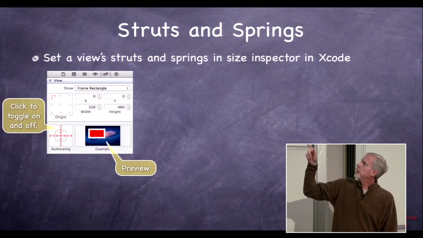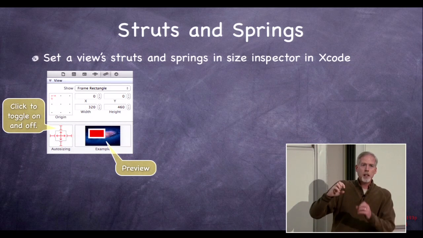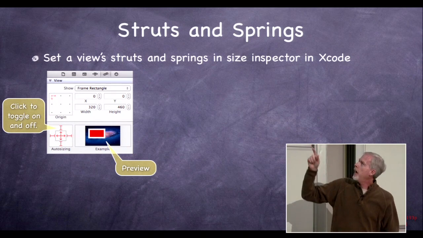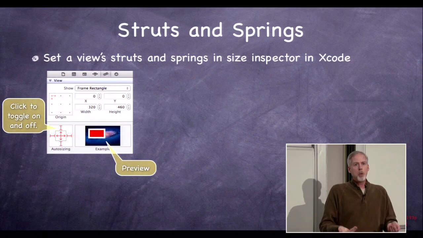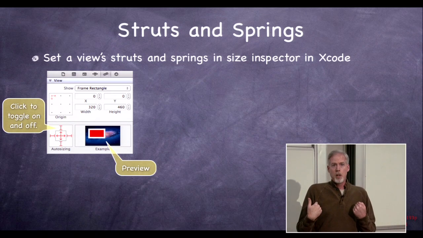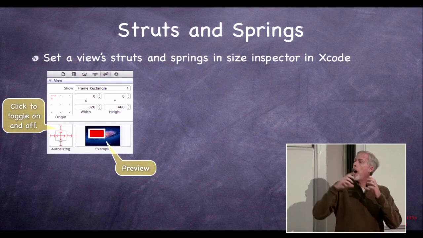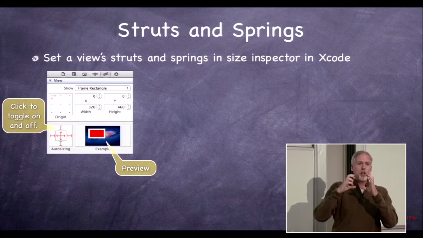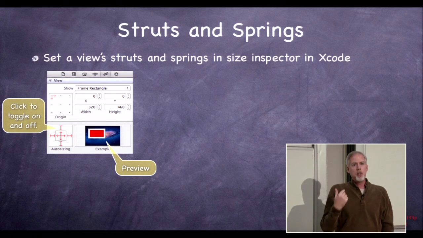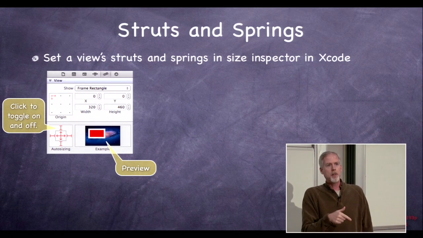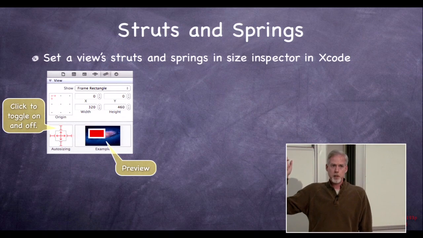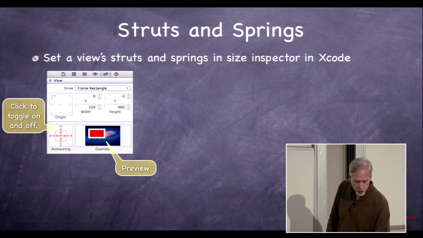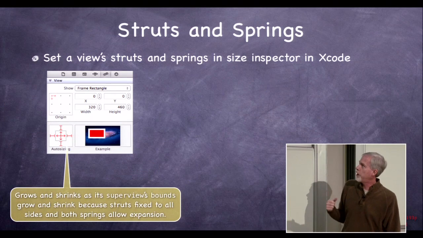And on the right, there's a little window that kind of looks like the screen of a computer. It will animate to show you what this view is going to do with respect to its super view when things change. So the outer white box in the preview is the super view, and the red box is this view that you're editing. You've got some view selected, and you're editing it here in the size inspector. So what would these springs and struts do?